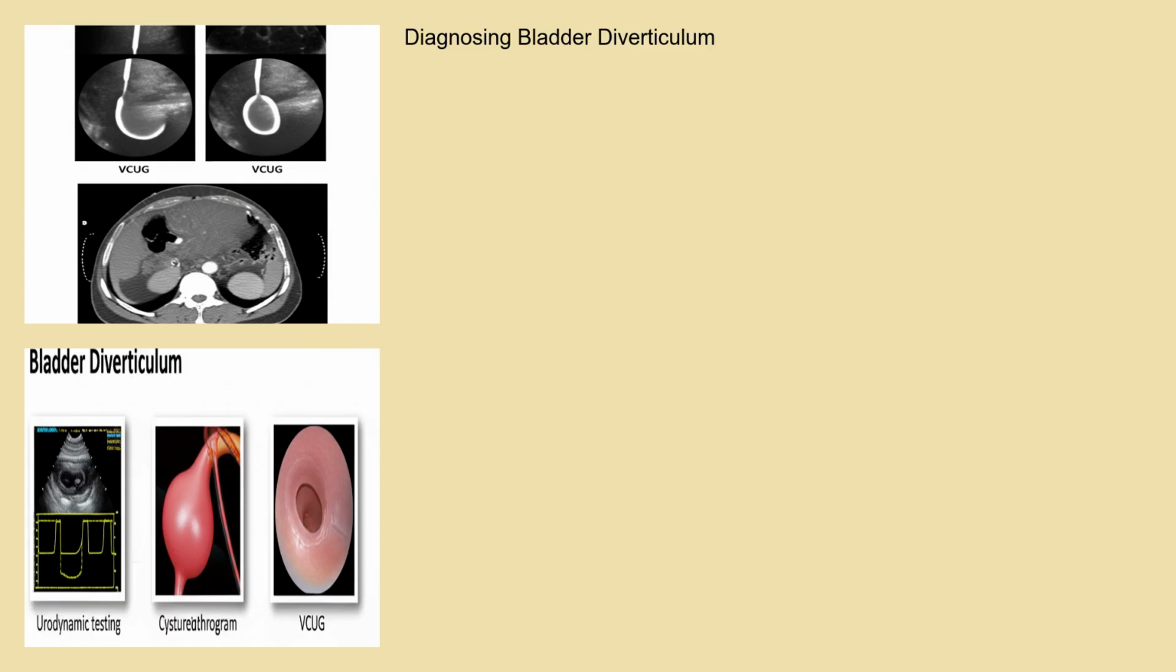Diagnosing a bladder diverticulum typically involves a combination of imaging studies and potentially urodynamic testing. A voiding cystourethrogram or VCUG is a specialized X-ray that visualizes the bladder while the patient urinates, allowing for the detection of diverticula. Cystoscopy, which involves inserting a thin, flexible tube with a camera into the bladder, provides a direct view of the bladder lining and can help identify diverticula and other abnormalities. A CT urogram or MRI of the pelvis can also visualize diverticula and help rule out other conditions. Urodynamic testing, which assesses bladder function, can help determine the underlying cause of the diverticulum, such as bladder outlet obstruction.